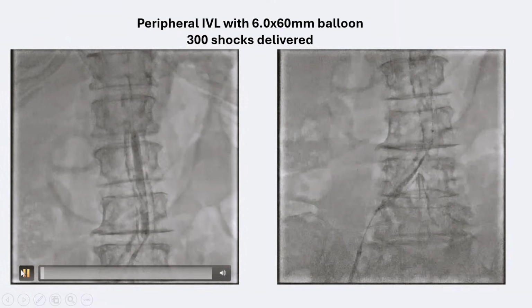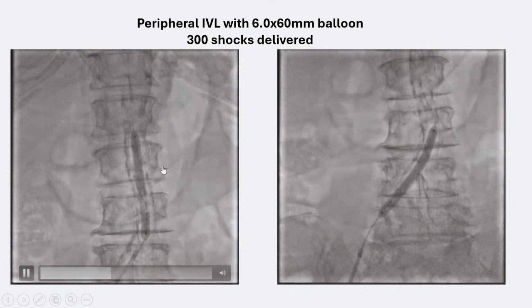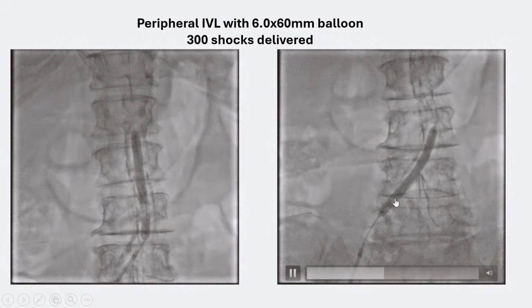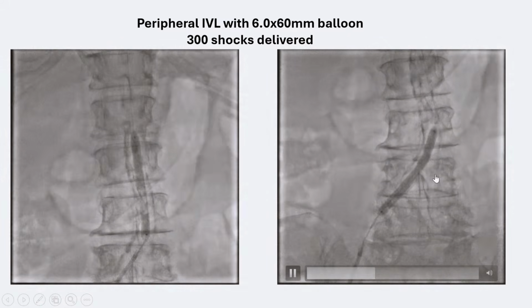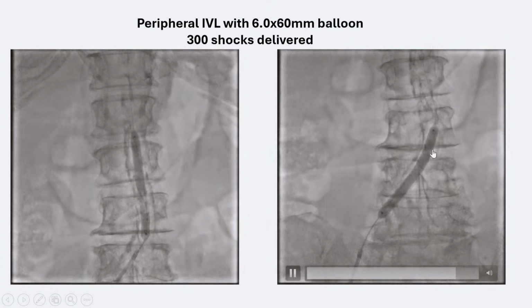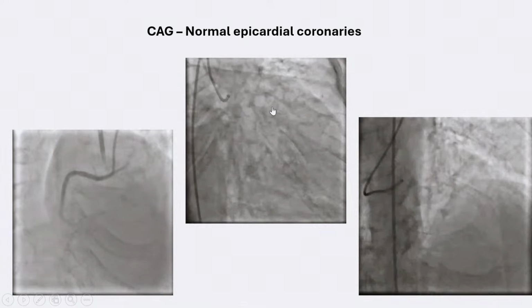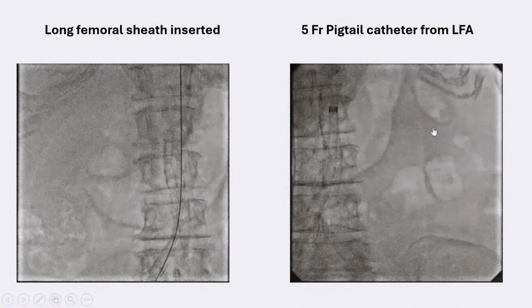We took a 6 by 60 peripheral IVL balloon and we delivered 300 shocks. So first 150 shocks were delivered in the abdominal aorta, then we pulled it proximally, and then we delivered the remaining 150 in the iliacs. You can see the severe calcium all around. After that, we went ahead to do a regular angiogram and her coronaries were normal.